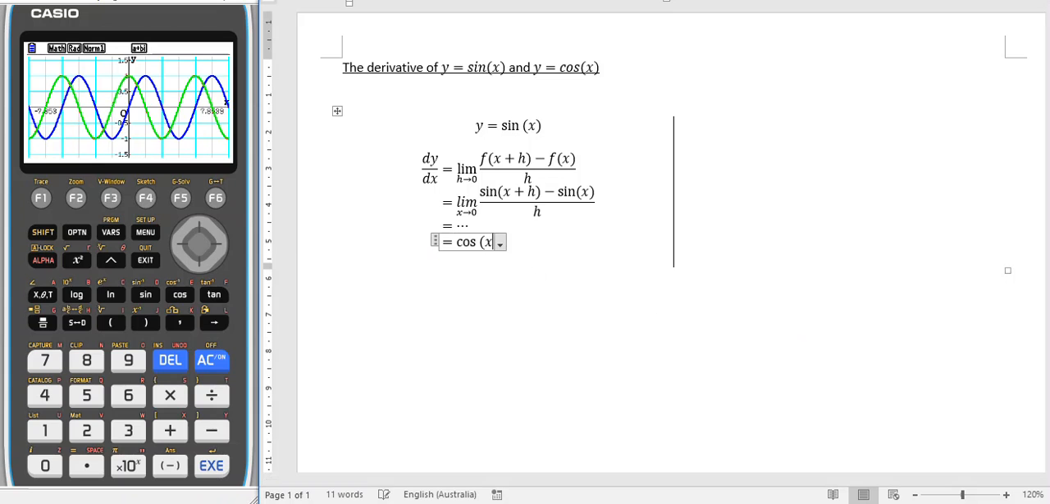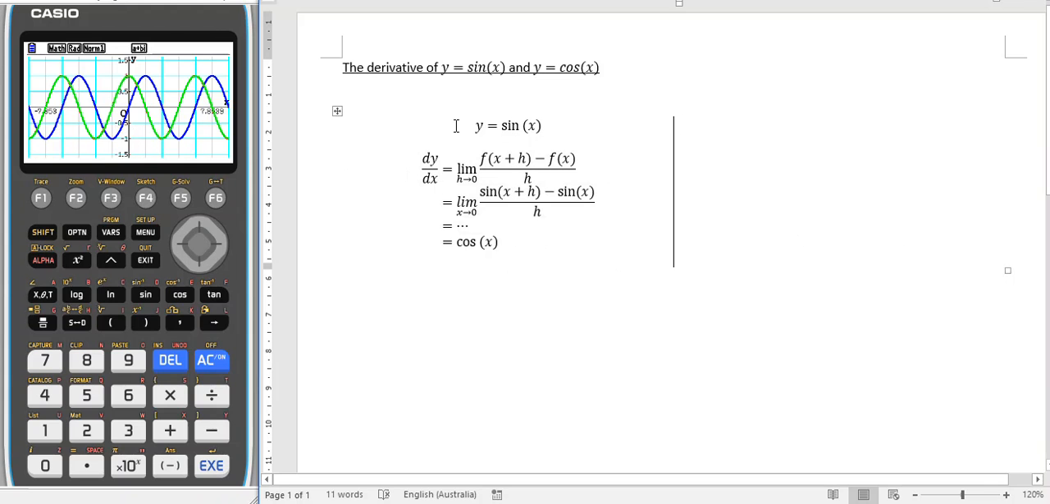So, not a proof. Please don't quote me and say that I've proved anything here. A demonstration, without proof, that the first principles derivative of sine x exactly coincides with cosine of x. And I hope that's a somewhat convincing argument for you.